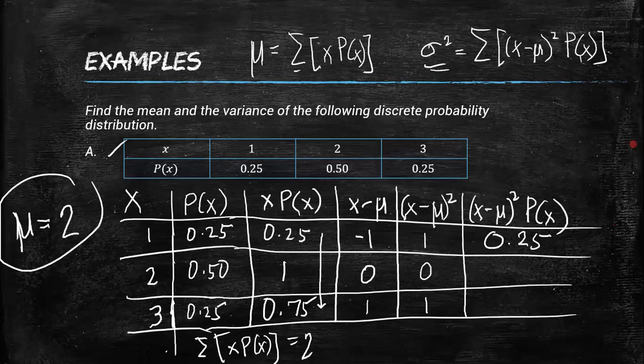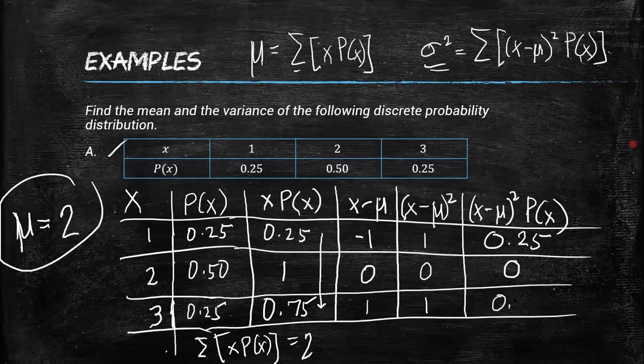We have 0 times 0.50. So 0 then, right? Any number multiplied by 0 is 0. Except 0. Ay, tama pala, 0 times 0 is 0 nga. Okay. Next is 1 times 0.25.